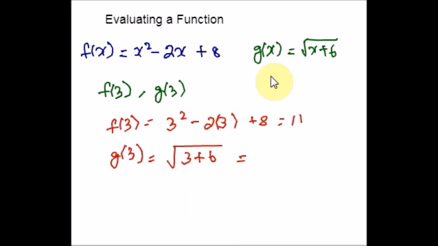Same way for the next function g of x, replace all x by 3. So you have 3 plus 6 under the radical, which is equal to 9. Square root of 9 is 3. Hope you're clear with this example. Okay, now let me take some negative numbers.